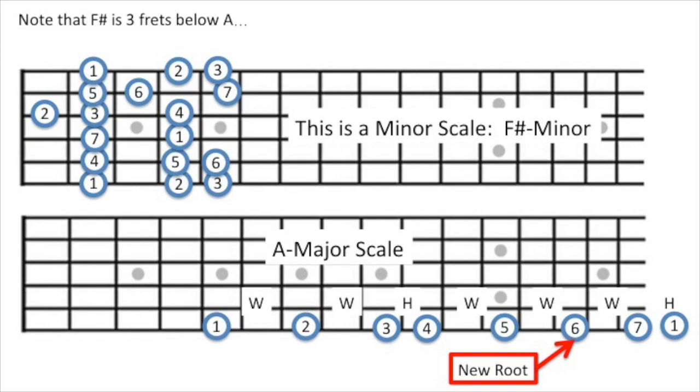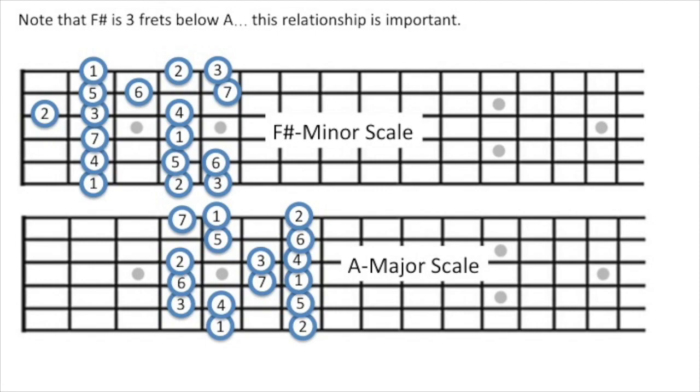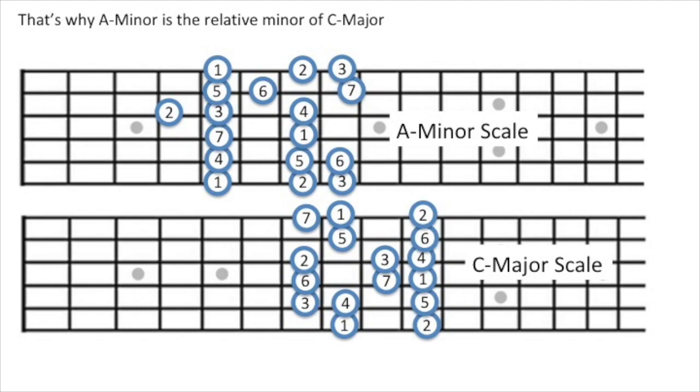Notice that F sharp is 3 frets below A. That relationship is very important. The relative minor is always 3 frets below its relative major. The example that we all know is that the relative major of A minor is C major.